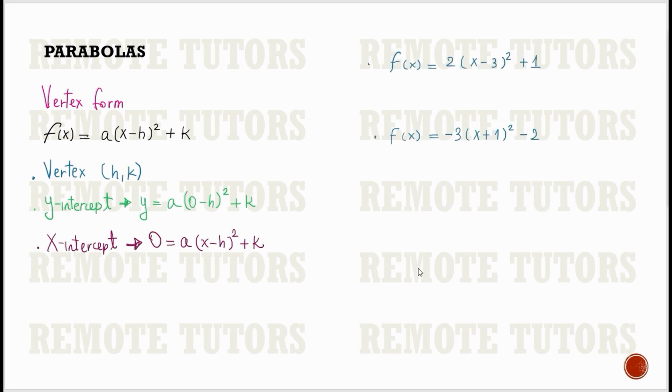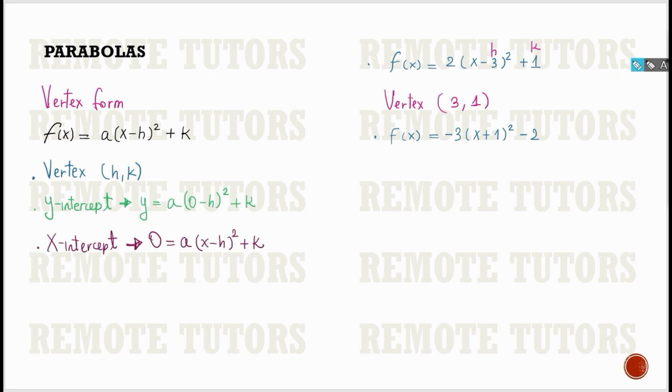Now let's find the vertex of the following parabolas. In the first one, the one that's up, the vertex must be at (3, 1). See here, this is the value of h and this is the value of k, according to this formula.